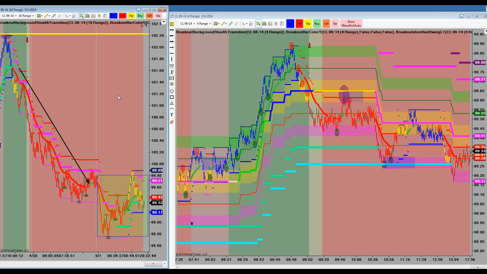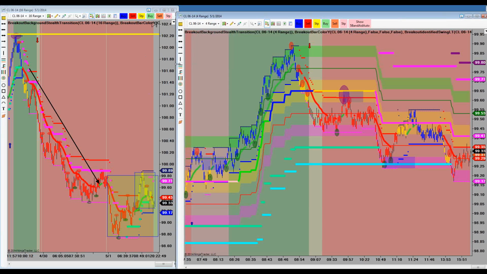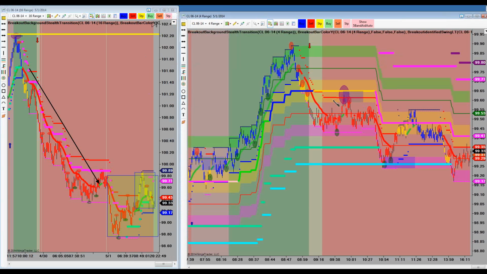So, for instance, these yellow bars that look like this part of today, more or less right in here, this patch of bars corresponds roughly to this patch of bars. See how we're kind of going sideways? See how these bars are yellow? This peak of this spike right here, just to orient you on this chart, corresponds with this spike up and this peak right here.